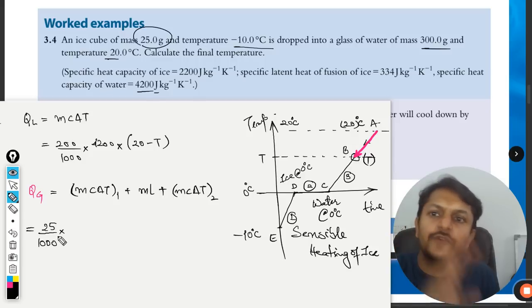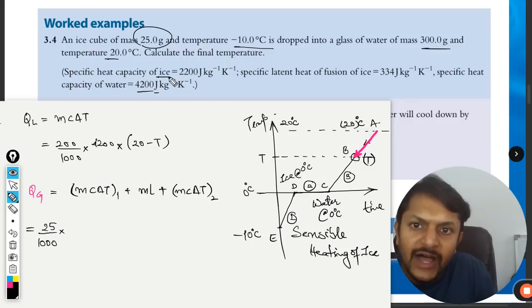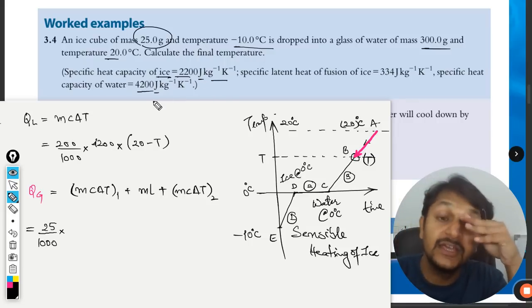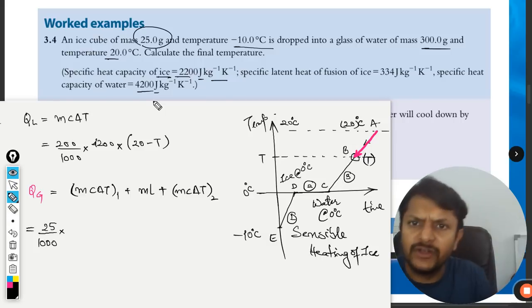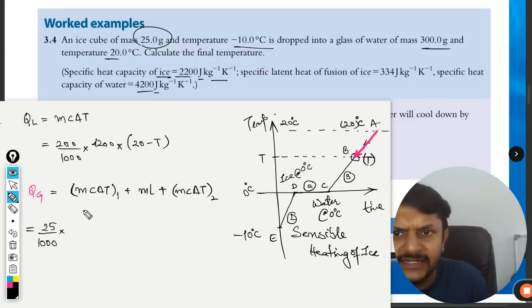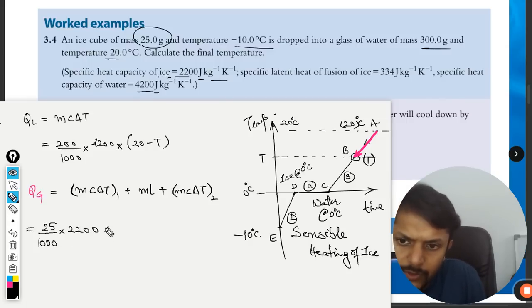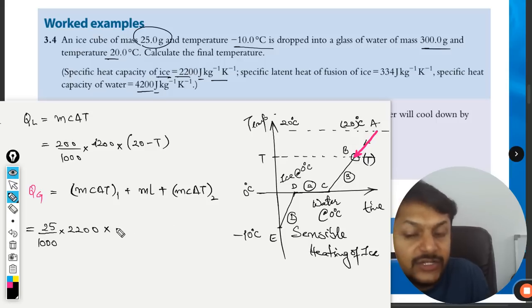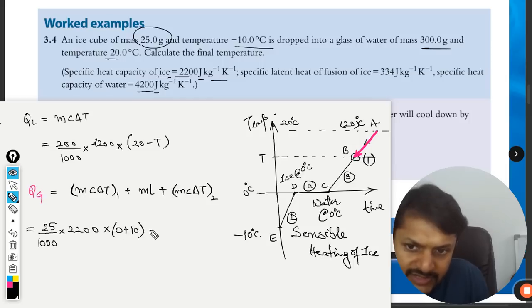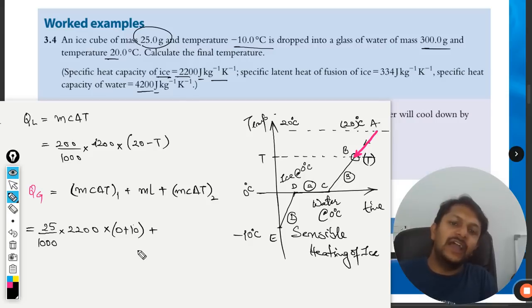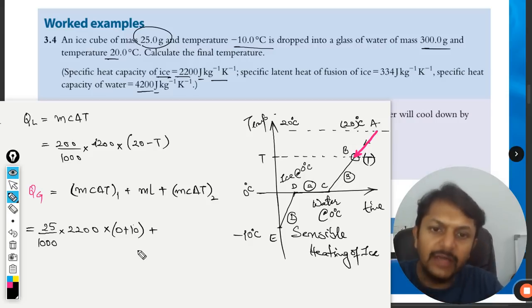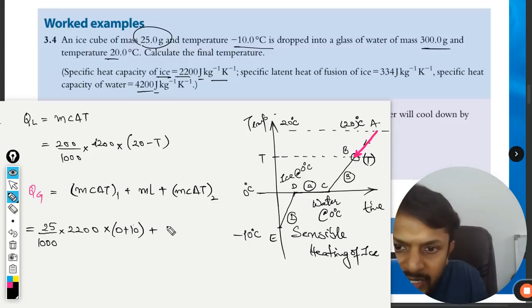Now the specific heat of ice. The specific heat capacity of ice is given to be 2200 joule per kg Kelvin. I think it is correct data. Into delta T. So delta T will be 0 minus minus 10, so it will become 0 plus 10. Now the ice has melted into D. So what is happening from D to C? The latent heat. So again the mass is 25 grams.